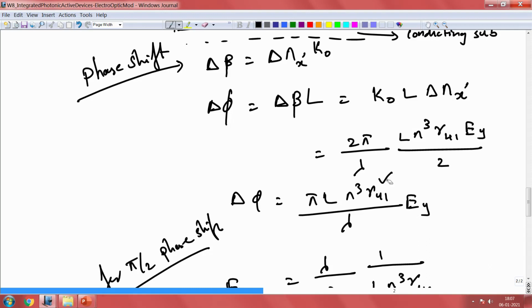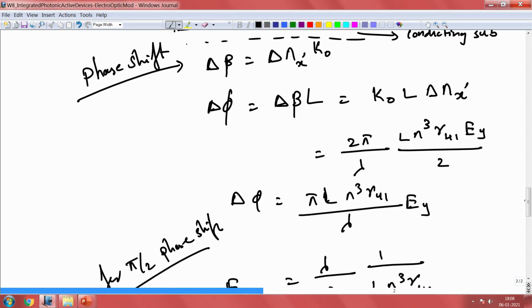If the material has high electro-optic strength, then you need shorter modulators with very low power. That is the reason why we always look for materials that have larger R coefficients, right. Larger R coefficients are always preferable, and that is one of the reasons why we use lithium niobate. There are other materials as well, but lithium niobate is relatively widely used compared to other materials for exactly this particular reason.